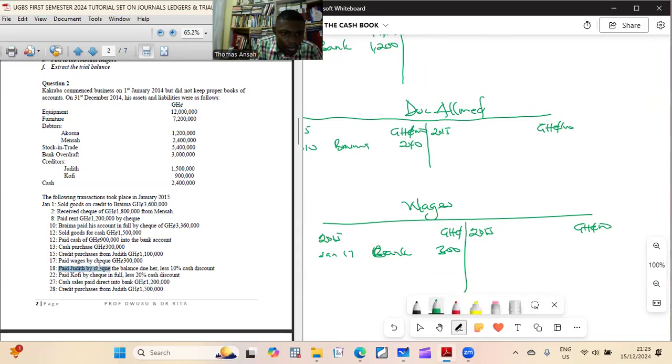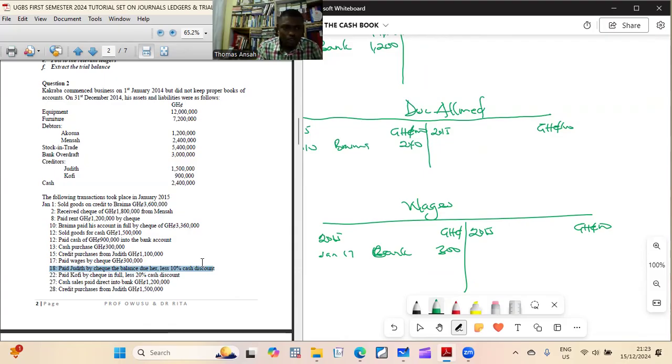Paid due date on this date. Paid due date by check. The balance due here, less 10% cash discount. So here too, you need to be very, very careful. Things are happening on date basis.